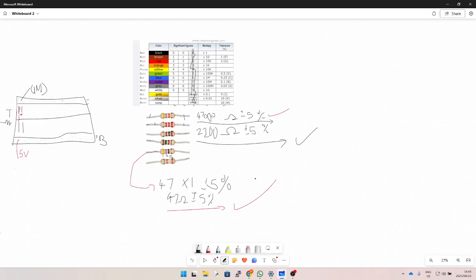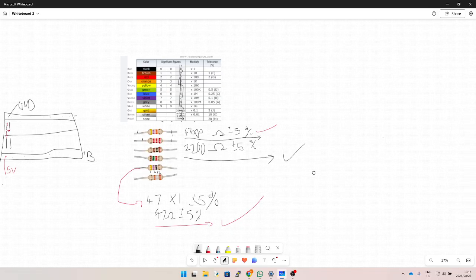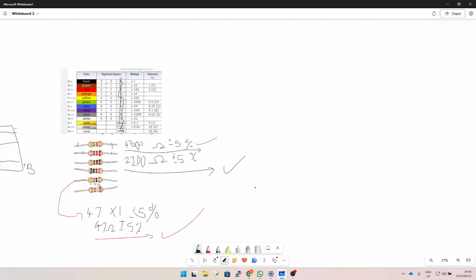Okay, so on the third band, you multiply. Yes. So the first two are your digits, the numbers are actual numbers. Then the third band is your multiplier, and then your fourth one's your tolerance. Yes, exactly. Oh, okay, good. Right, can we move on now? Do we finally understand this?